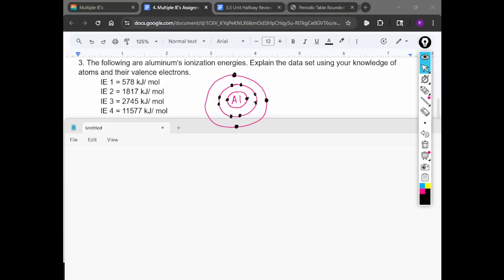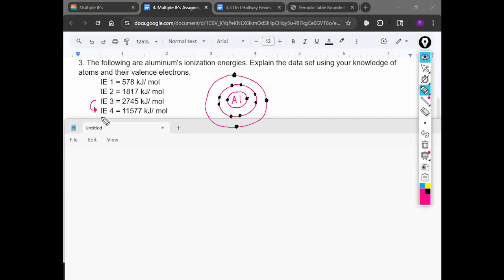Just to help you guys visualize number 3, I have a shell model of aluminum. So we can help visualize it. When we look at the data set, what do we notice about it? Where is that significant jump? Where's the significant ionization energy jump? 4, yeah. 4 is the one that's ridiculously big compared to the previous ones, right? Because first one to second, it's about 1,300, and then about 900, and then we got about like 8,000 something. So a big jump between 3 and 4. That's the one that we're really trying to explain right here.